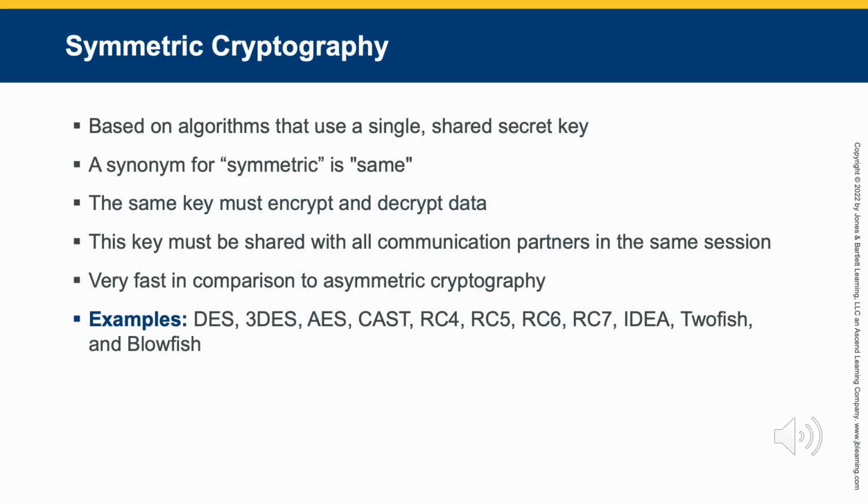Symmetric cryptography is based on algorithms that use a single shared secret key. A synonym for symmetric is the same. The same key must encrypt and decrypt the data. This key must be shared with all communication partners in the same session. It is very fast in comparison to asymmetric cryptography. Examples of symmetric cryptography are DES, triple DES, AES, CAST, RC4, 5, 6, 7, IDEA, Twofish, and Blowfish.